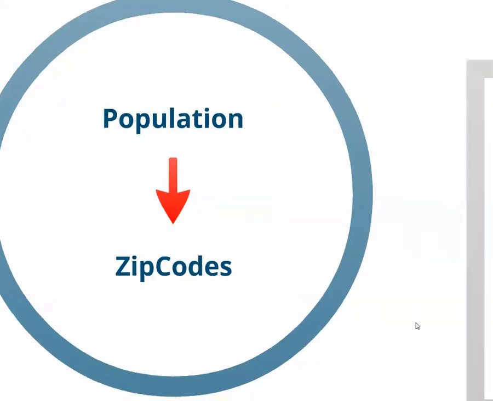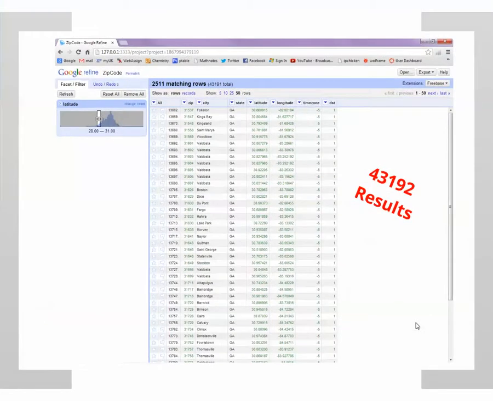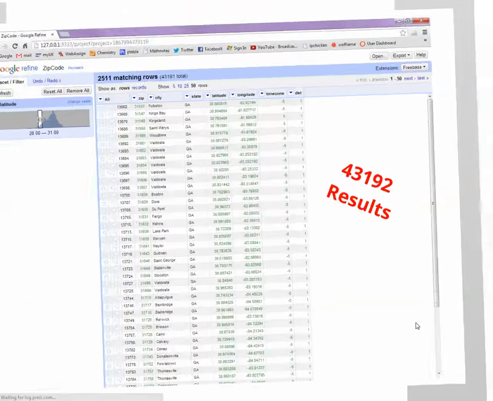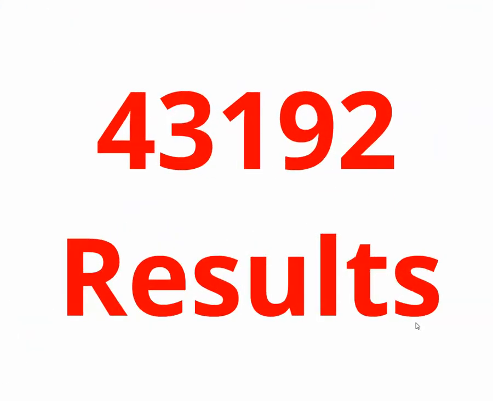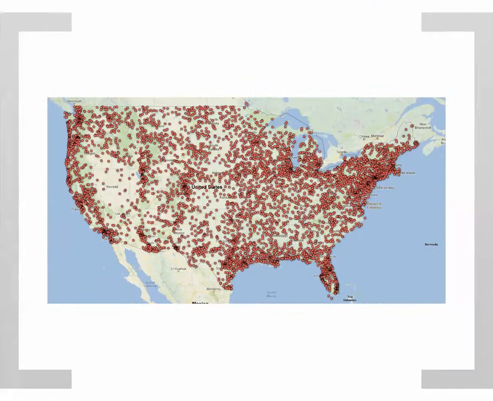And I found a zip code database of all the zip codes in the United States, and the city and the state, and the latitude and longitude coordinates of that. And I found that there were 43,192 results, which is a lot. And visually, this is what it looks like on a map. You can get a good representation of where the zip codes are.